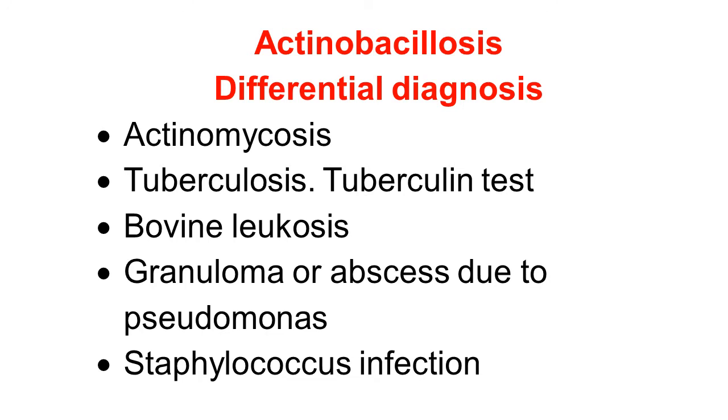Similarly, Staphylococcus infection and other bacterial infections also produce abscess in subcutaneous tissue as well as lymph node. But here the pus doesn't contain sulfur granules, and bacterial disease and other diseases can be differentiated with the help of laboratory diagnosis by culture identification of the organism.